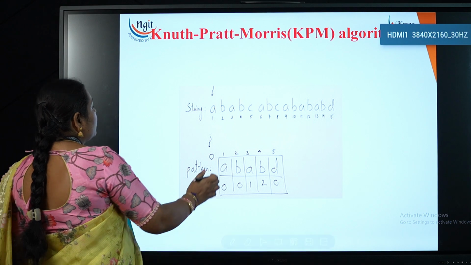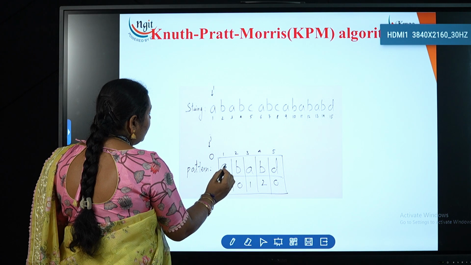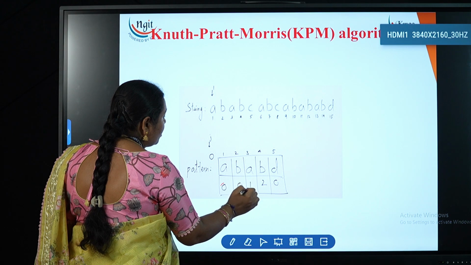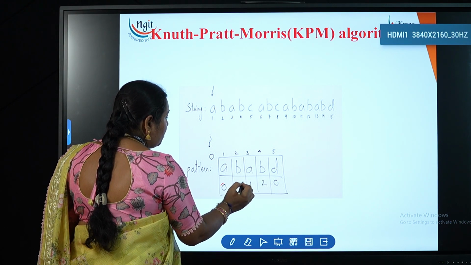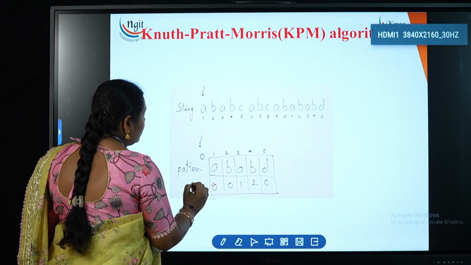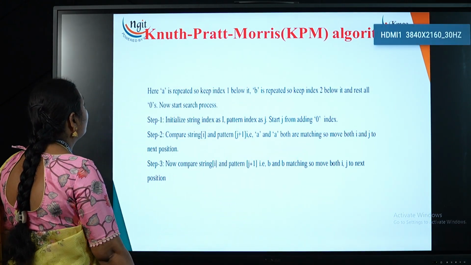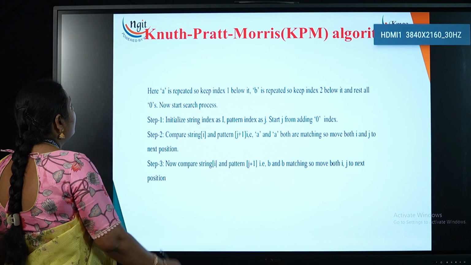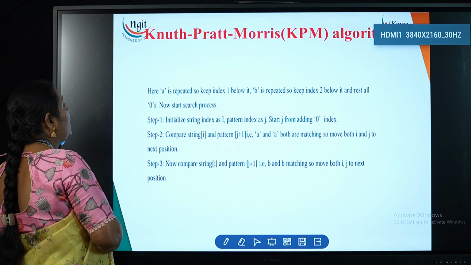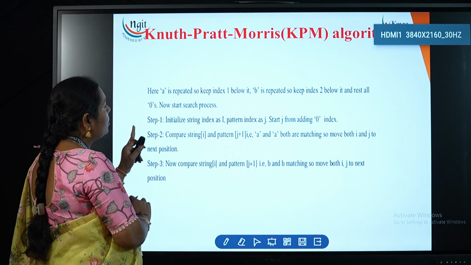Now what we have done, I'll start from A. So when I take A, the pattern is, no, it is not repeated, 0. B not repeated. A is repeated, 1. B is repeated, yes, B already 0 is there, so it is a second pattern repeated, and D is 0. See, this is the value you are going to calculate. So here A is repeated, so you have to keep the index as 1 below it. B is repeated, so keep the index below it 2, and rest all 0. Then this is the algorithm, so you have to learn this algorithm.